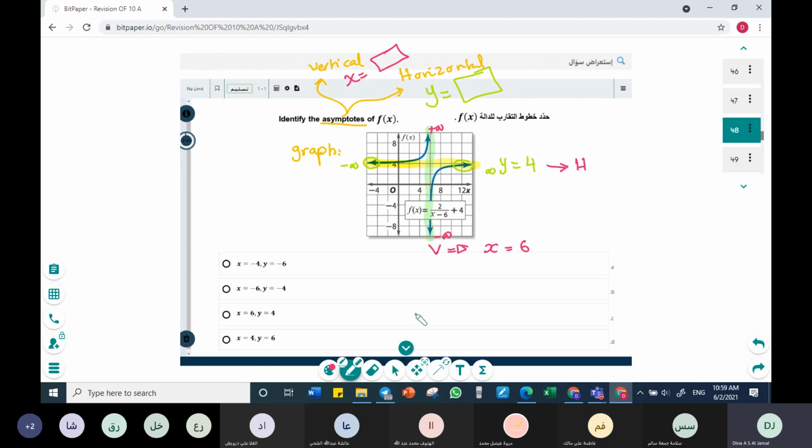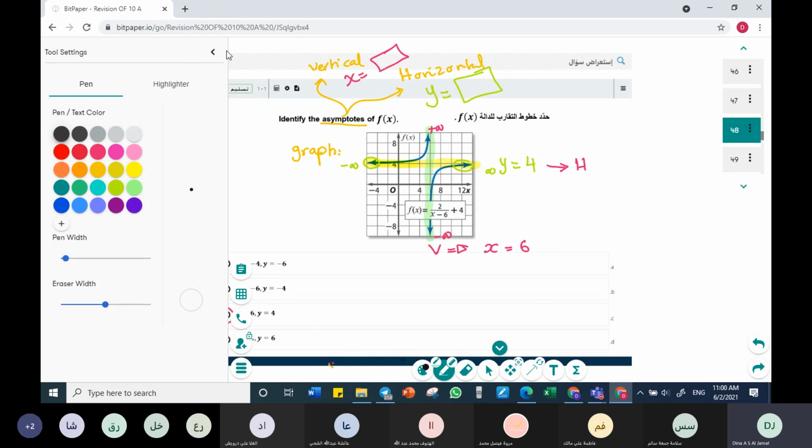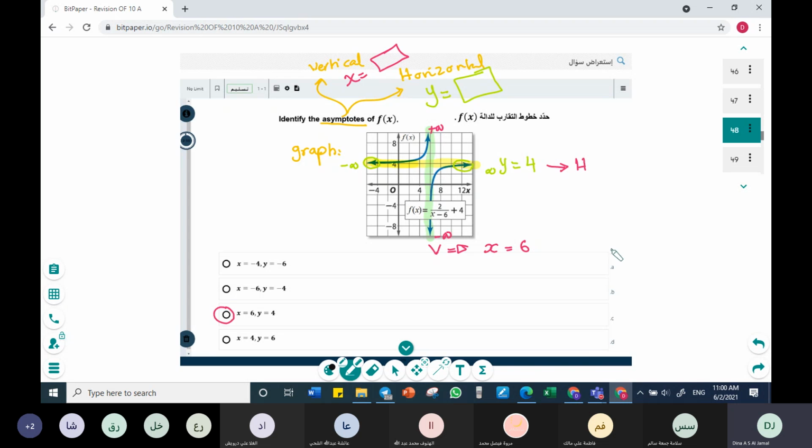Which choice is this? The third one. X is equal to 6, y is equal to 4. So all of this was using the graph. What if he is not giving you the graph? What if he only gave you the function? F of x equals 2 over x minus 6, plus 4.